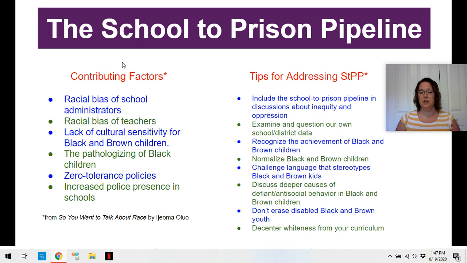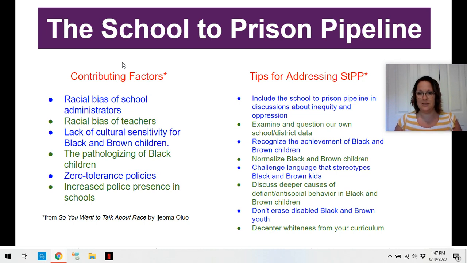Contributing factors to all of this happening. And I will be honest and say that in Wyoming, we may or may not have huge problems with this. Okay, we may not have giant problems with some of these things, but they still exist because we're still an educational system in the United States. So contributing factors, racial bias of school administrators and teachers.